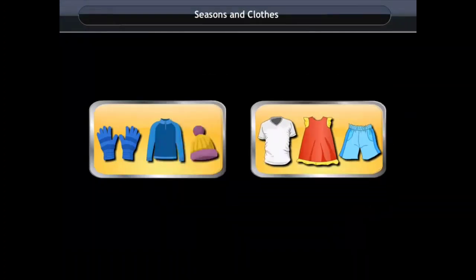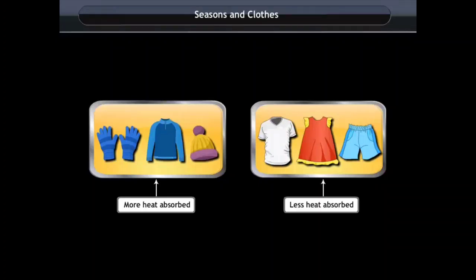Why do we wear black or darker shades in winters, whereas white or lighter shades in summer? Black color absorbs more heat, but loses heat at a slow rate. So these can retain heat for a longer time. Whereas white color absorbs less heat and loses heat at a faster rate.